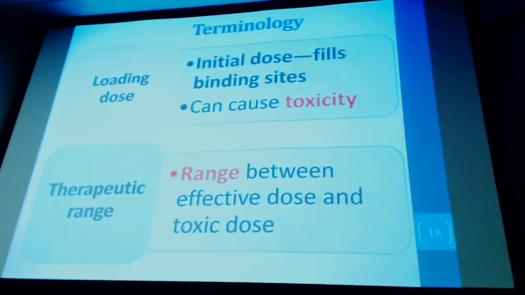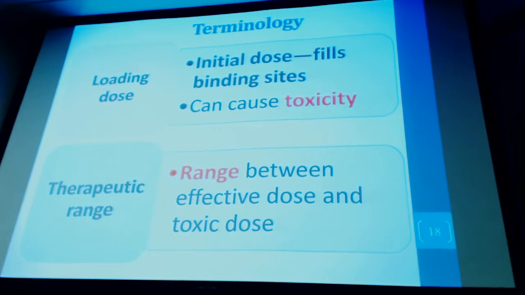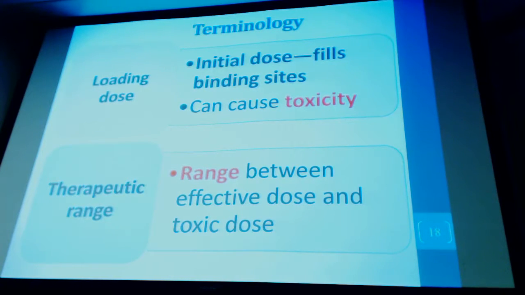And we'll talk about that a little bit more. So in a loading dose, we're going to admit the patient to the hospital, and we're going to give them the usual dose of medication, but on a very rapid schedule. So we might give them that usual once-a-day dose every 6 hours, because we're trying to fill up those binding sites. Now we have to monitor that patient because they can become toxic because we're giving them so much medication. Does that make sense?